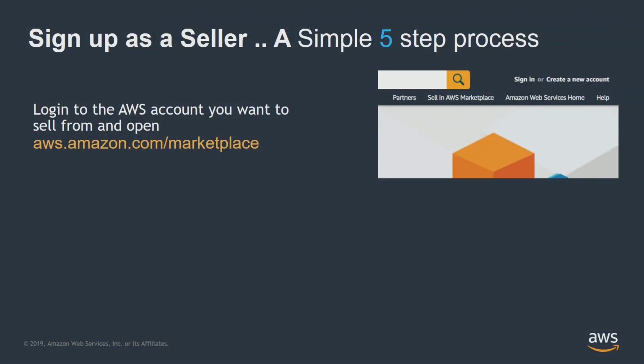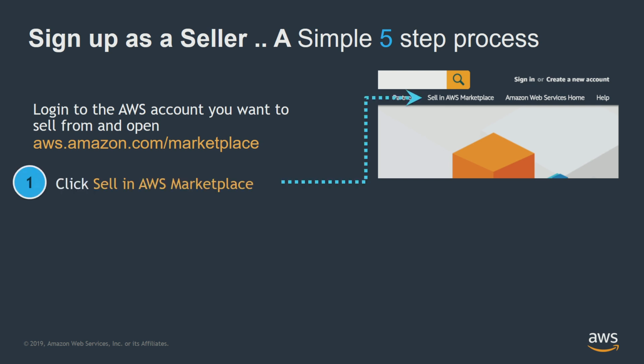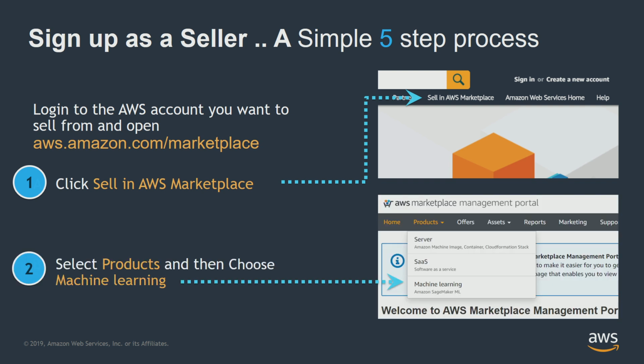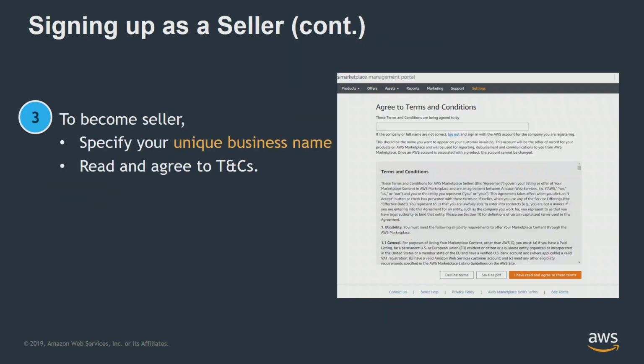To sign up as a seller, it's a very simple process of going to aws.amazon.com/marketplace, and then there's a link at the top of the page where you can click to sell in Marketplace. Once you click that, it should take you to the AWS Marketplace Management Portal. Under the products and machine learning section, if you click that, it'll take you to how to sign up, and it's a very simple process of picking a unique business name, reading the terms and conditions, and clicking the agree button, and now you are a seller.